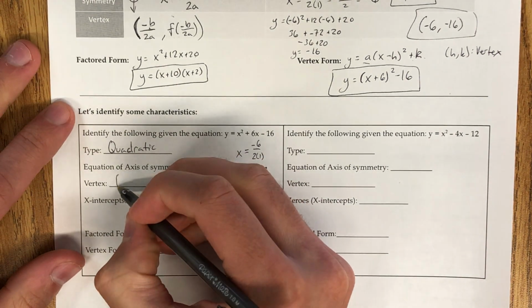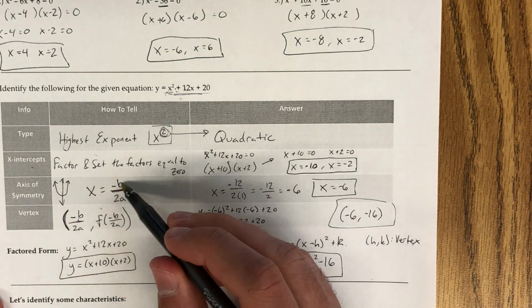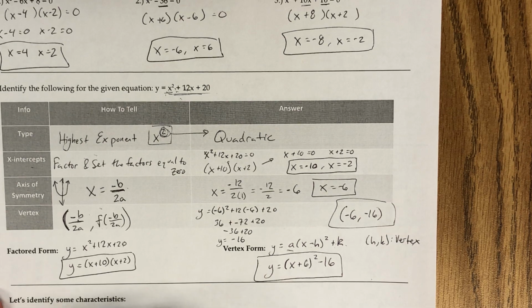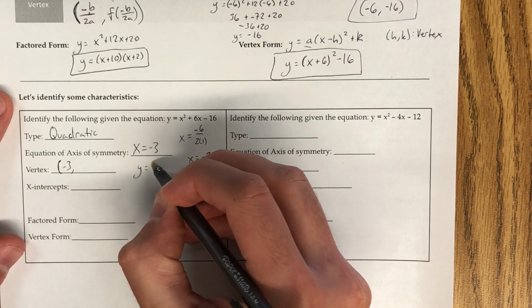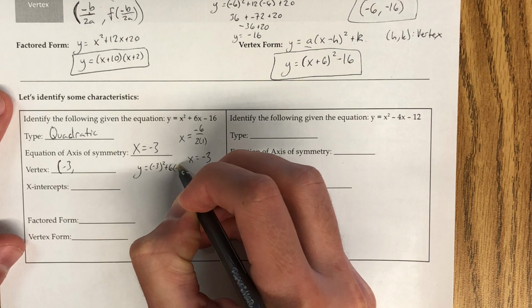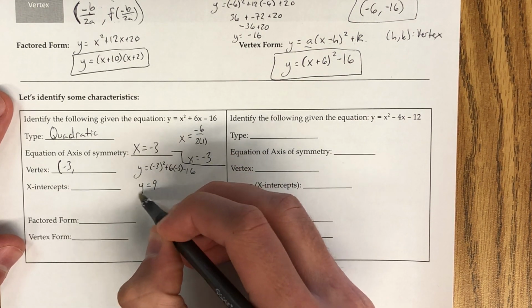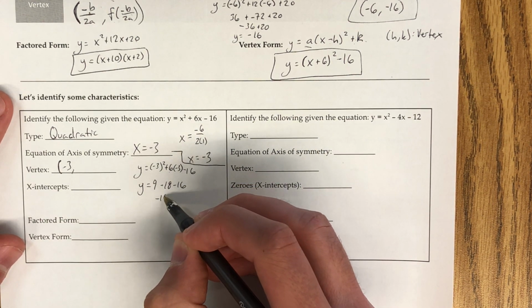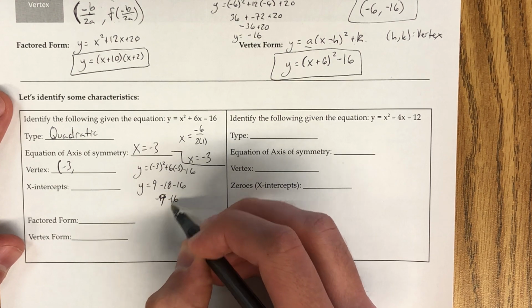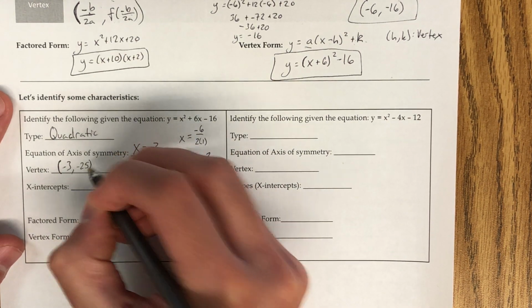Our vertex, remember? To find your vertex, you take -b over 2a, which is from your axis of symmetry, in this case -3, and then you plug that into the original function. So we're going to plug -3 back into the original. -3 squared is 9. 6 times -3 is -18. 9 minus 18 is -9. Minus 16 is -25. So we get -25 for y.